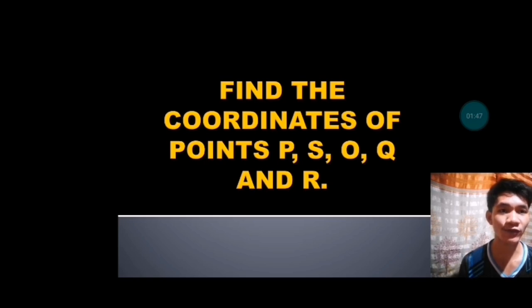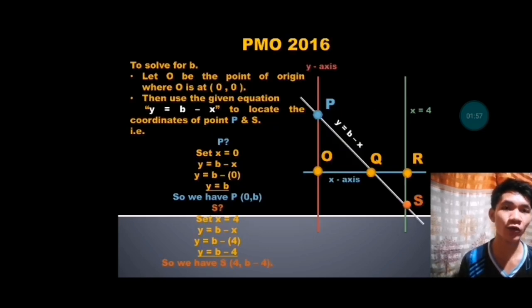So the first thing to do in finding the value of b is to find the coordinates of these points. That is P, S, O, Q, and R. To solve for b, let O be the origin, where O is at 0 and 0. From the figure, we can assess that O is the origin since it lies on both the y-axis and the x-axis, with an x-intercept of 0 and y-intercept of 0.